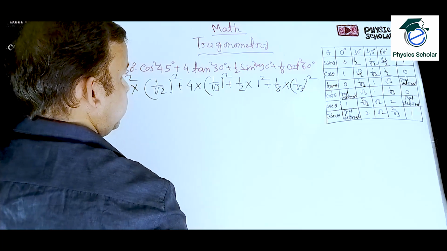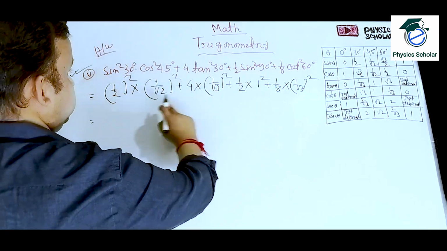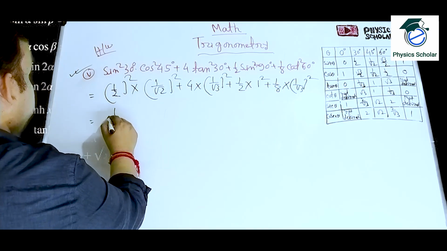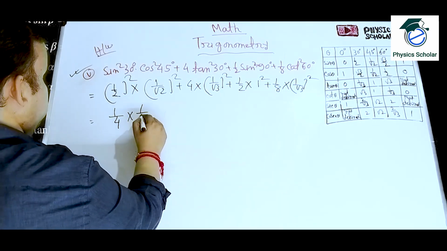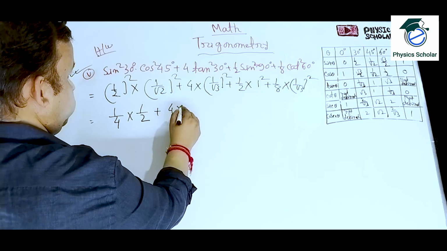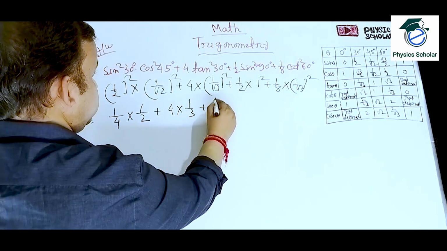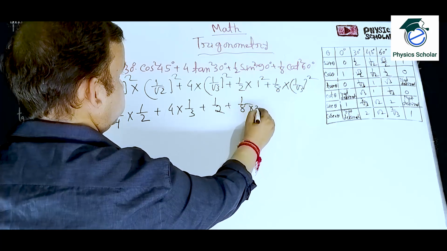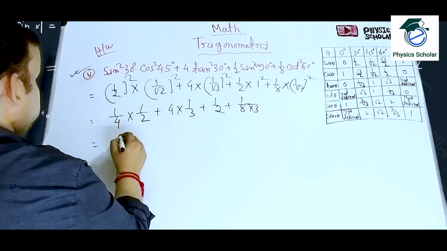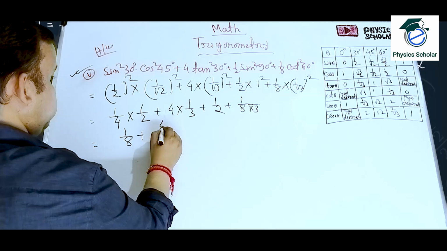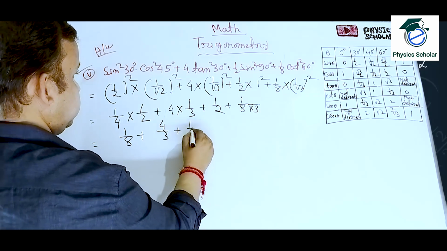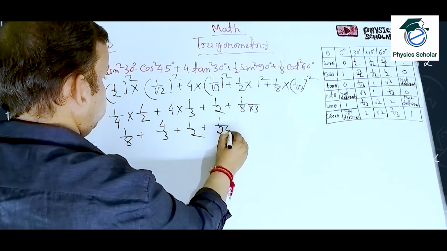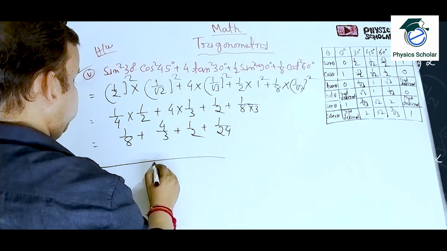Clear? So I have actually put all the values. Clear? It is completed. Now it is 1 by 4 into 1 by 2 plus 4 into 1 by 3 plus half, 1 square means 1 plus 1 by 8 into 3. Okay. So it will be 1 by 8 plus 4 by 3 plus half plus 1 by 24. So 24 will be the LCM.